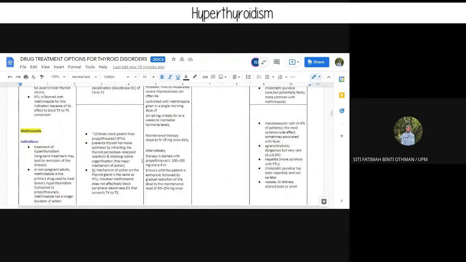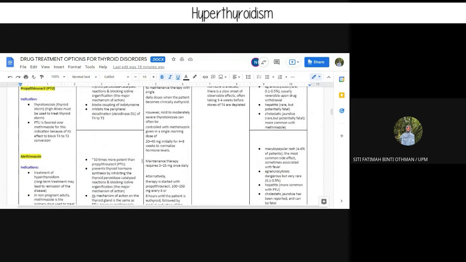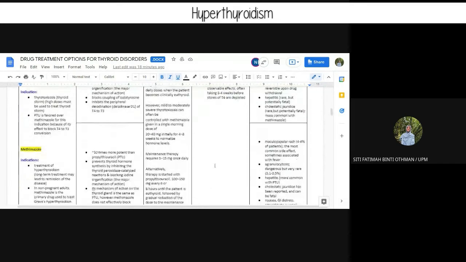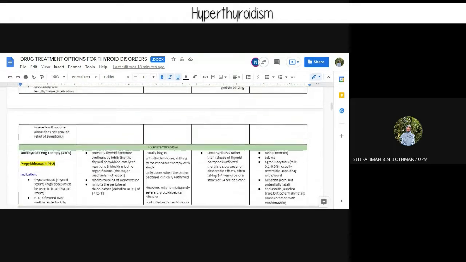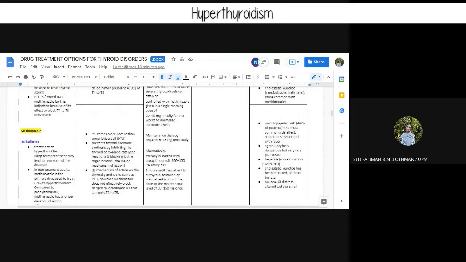For the dosage regimen, it's the same as PTU. It's the same with the pharmacokinetics. Okay. For the adverse effects of methimazole, it can cause maculopapular rash in around 4 to 6% of patients, and it is the most common side effect, sometimes associated with fever.